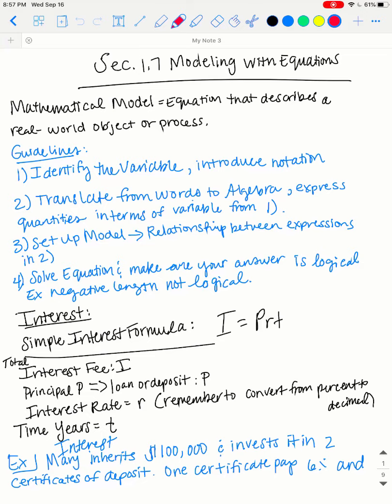And then we're going to translate from the word problem to algebra. So we're going to express quantities in terms of the variable from 1. Now I know that's easier said than done, but we're going to go through examples and try to practice it. And then we set up the model. So we set up the relationship between expressions in 2. Then we solve the equation and make sure our answer is logical. For example, a negative length is not a logical answer to get at the end of solving a model.